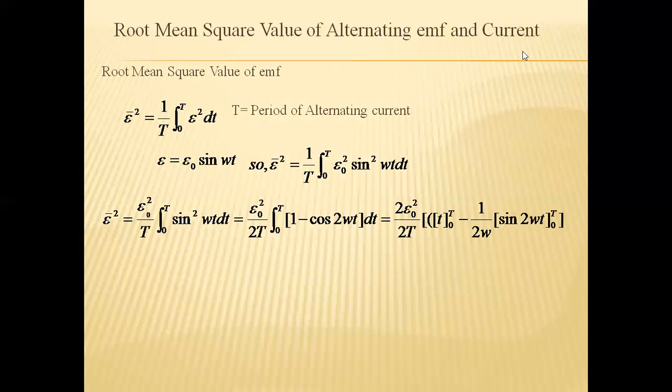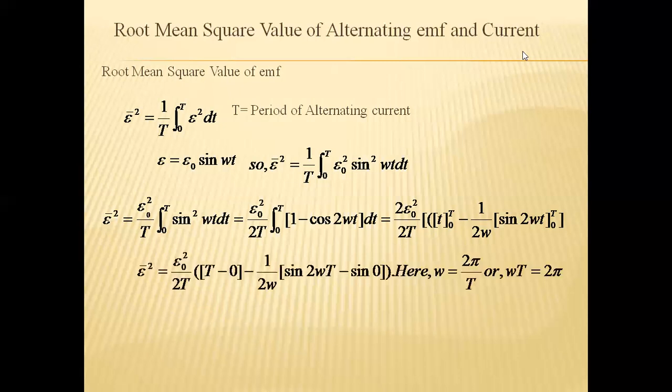This is without the upper limit and lower limit. Now we use the upper limit and lower limit. We get that E bar square is equal to E naught square by twice T, capital T minus 0 minus 1 by twice omega [sine of 2 omega T minus sine 0], where omega is equal to twice pi by T, or omega T is equal to twice pi.